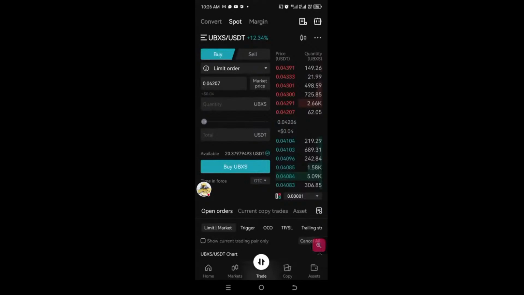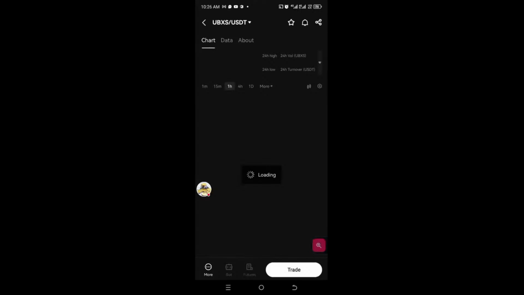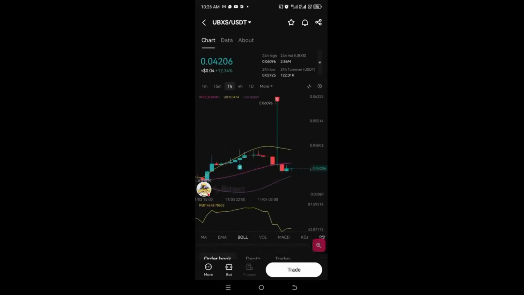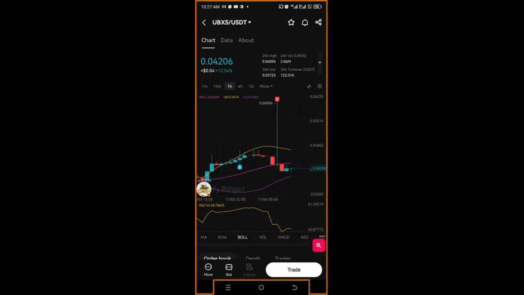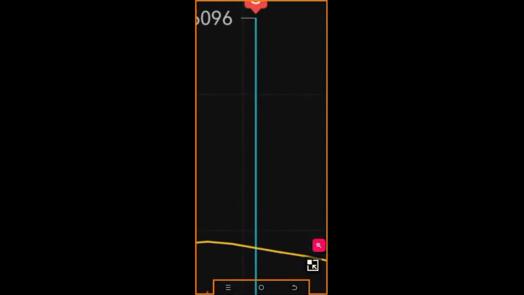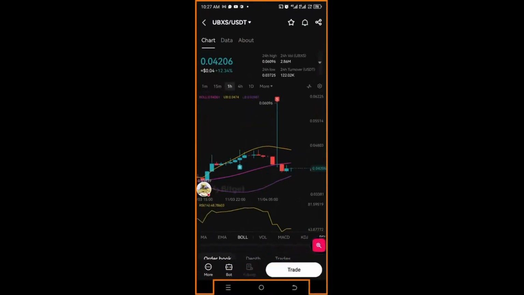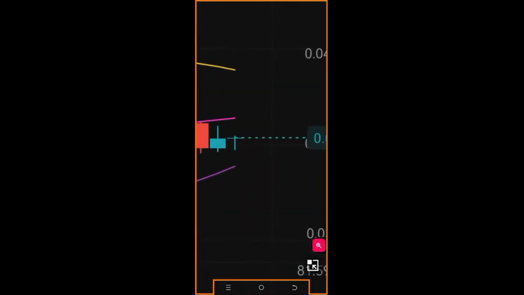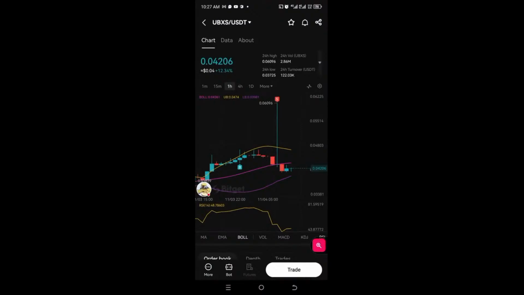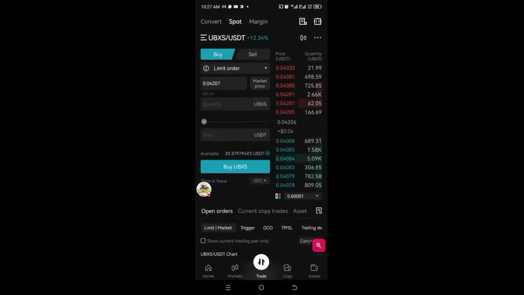Okay, let's see what's going on in the charts. Oh, woo, look at this. It shot up high. Wow, interesting. Can you see what I'm seeing here? A big, huge spike up happened. And now it's going back up again. It'll take some time, but no, I'm not going into it for now.